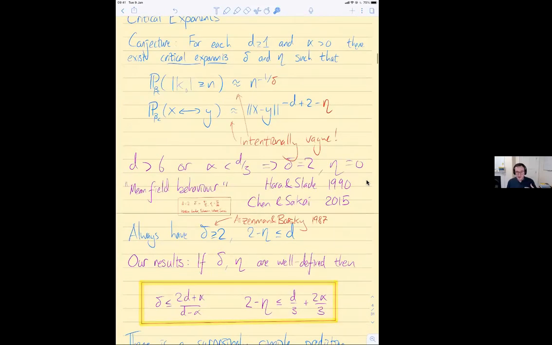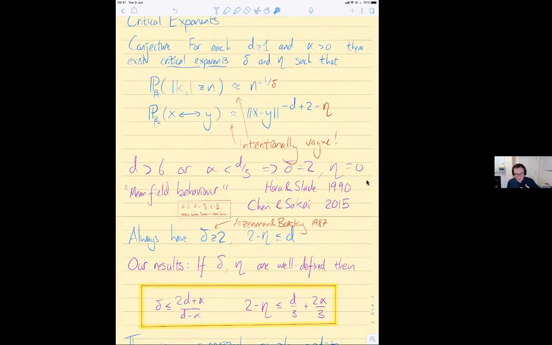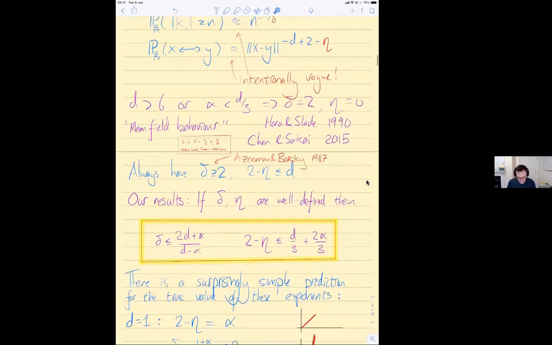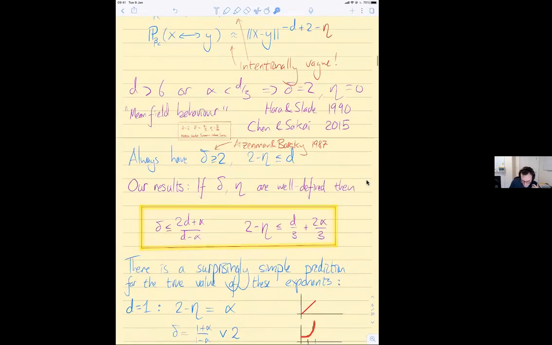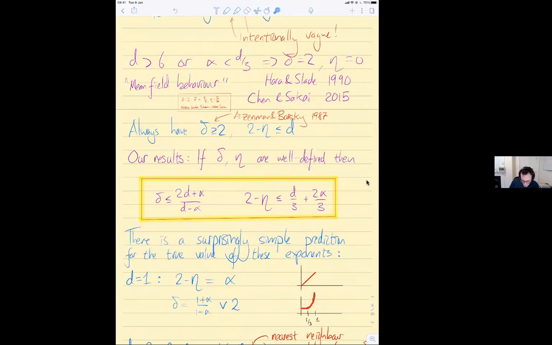Whereas in lower dimensions we really expect the exponents to be different, and of course we understand the nearest neighbor models in 2 dimensions, at least some of them, and in between it's mysterious. Okay, so if you take the results I wrote before and you interpret it in terms of these critical exponents, these are the bounds that you get.